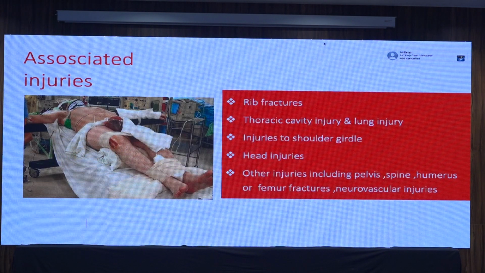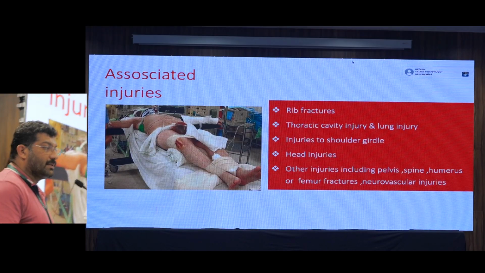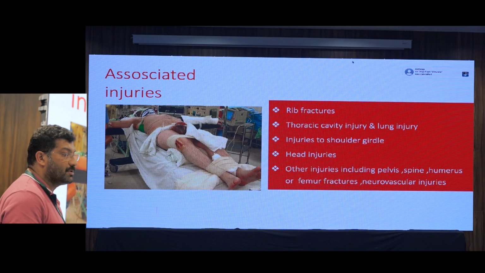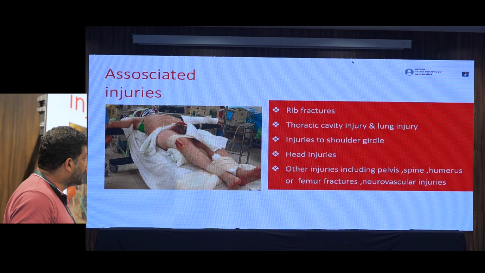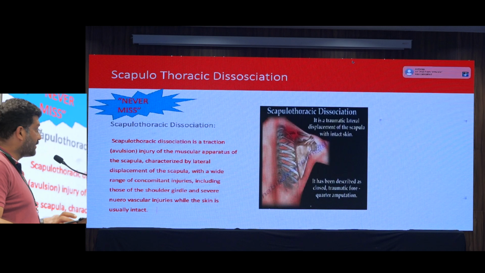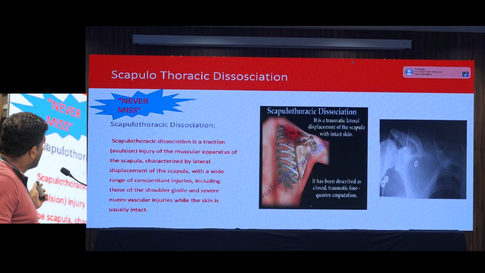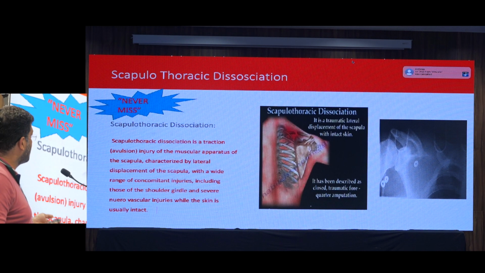Coming to associated injuries, there are rib fractures, thoracic cavity injury, lung injury, injury to the shoulder girdle, head injury, and other injuries including pelvic bone, humerus, femur and all. So this fracture usually gets the least respect. But it is not always like that. You should never ever forget about this injury. You should not miss it.